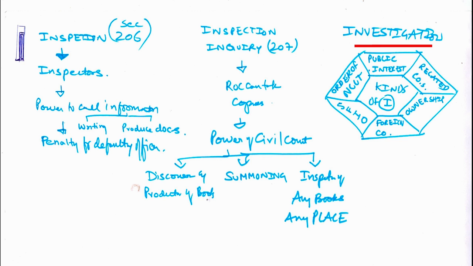The second type of investigation is in the public interest. For example, we had the Satyam case. So there, in public interest, the investigation will be done. Then the third type is investigation of related companies. So related companies can also be given for investigation.